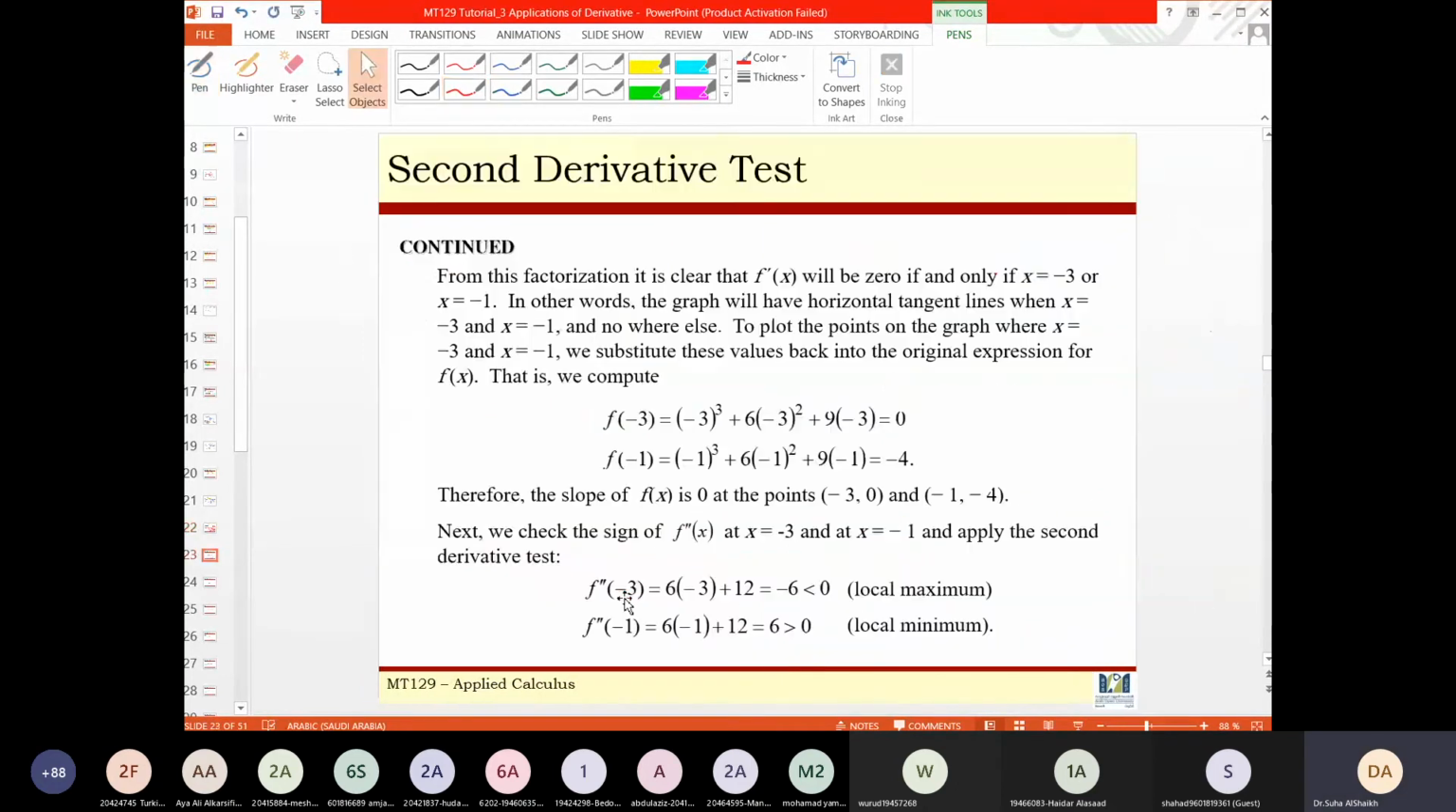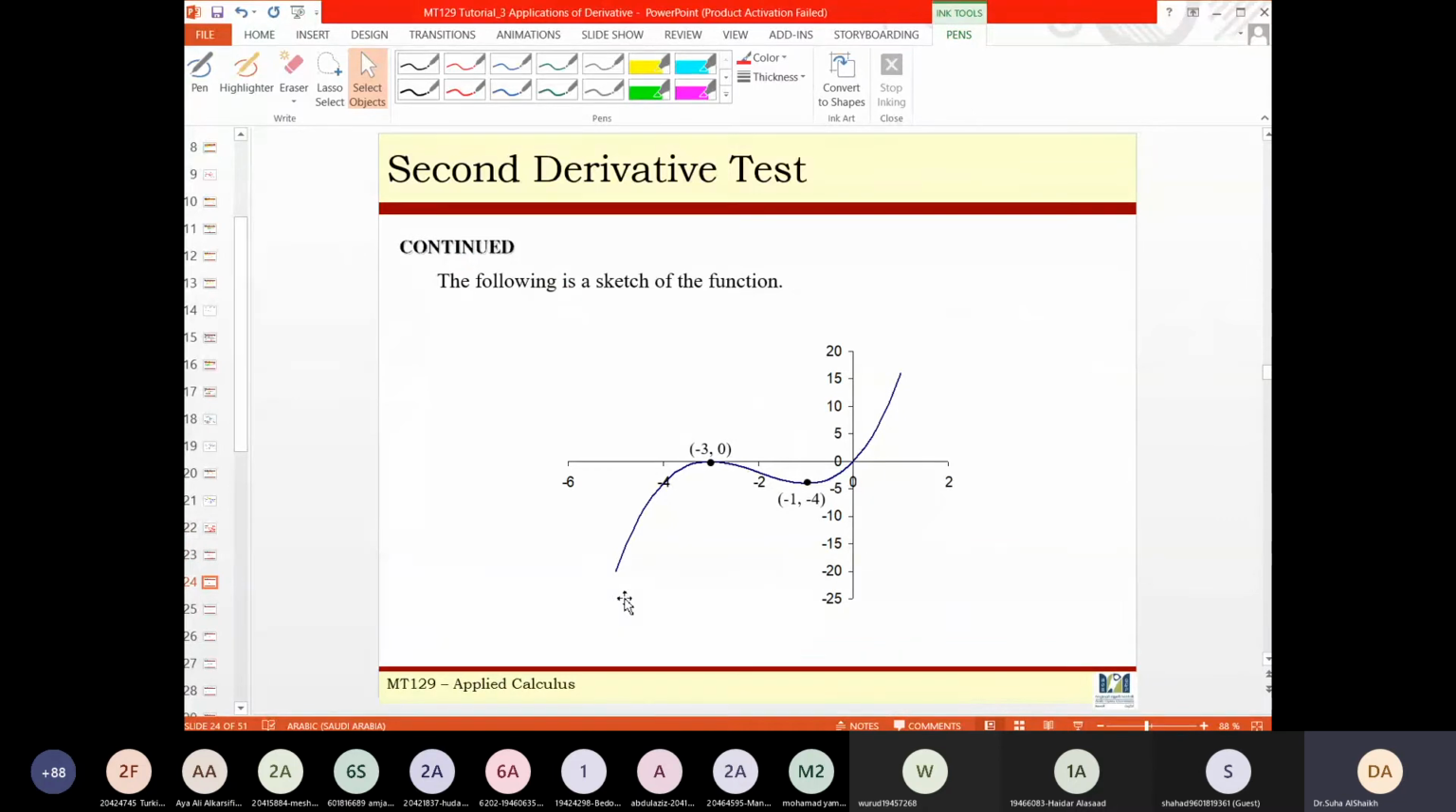Of course, it's all solved here. It's all solved. The last part, since I know this point, which is minus 3, 0, is maximum, it's like this, and I know this one is minimum. So it's like this. Join everything together, and this is how the curve looks like.